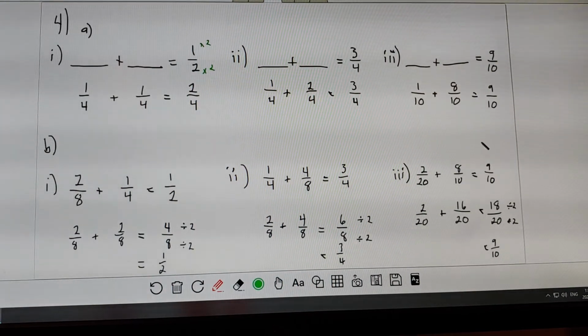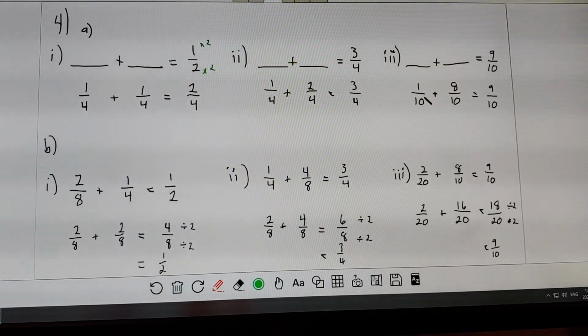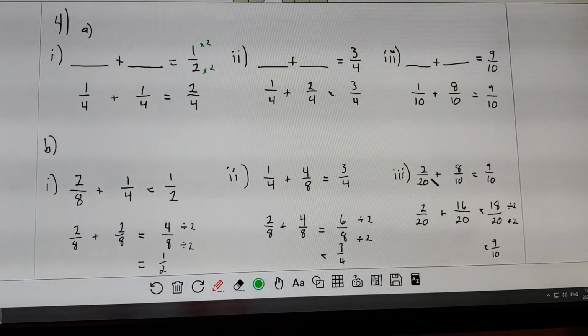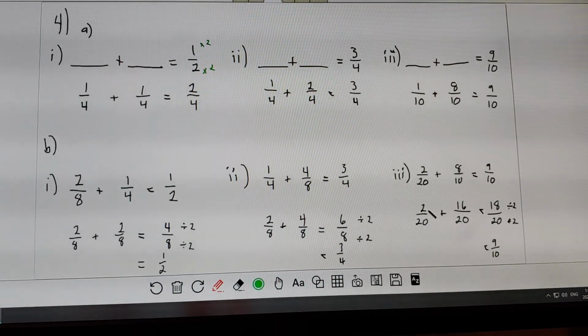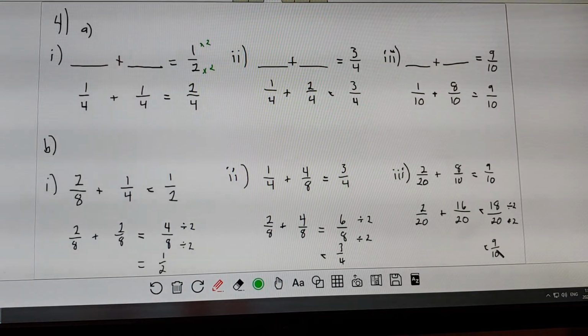And then, same with this one. I'm still doing 1/10 plus 8/10 gives me 9/10, but I've changed this one to a fraction over 20 by multiplying them both by 2. Change this to a fraction over 20. So 2/20 plus 16/20 is 18/20. Divide that by 2, and I'm back to 9/10.